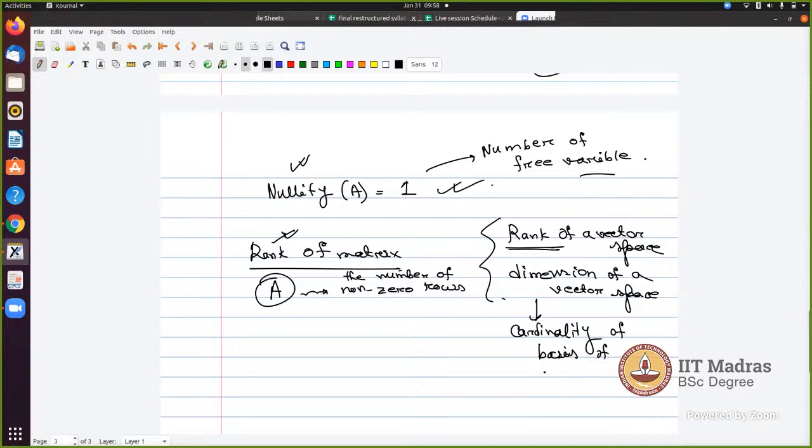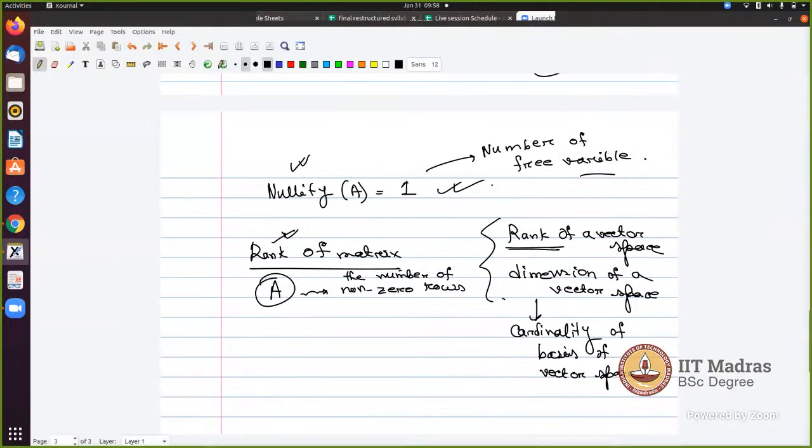So just one query. If you are referring to the row space or column space of the matrix, then I guess the rank should be the same, right? If the vector space is the row space or the column space, we are talking about some vector space and we're talking about the dimension. For a vector space we can only talk about the dimension, okay? Otherwise dimension does not make any sense, right?